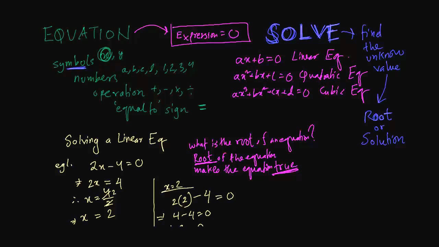0 is indeed equal to 0. So this is true. If I had put in something else, for example 1 here, it would be 2 ones are 2, minus 4 is minus 2. Now minus 2 is not equal to 0, so that is not true.